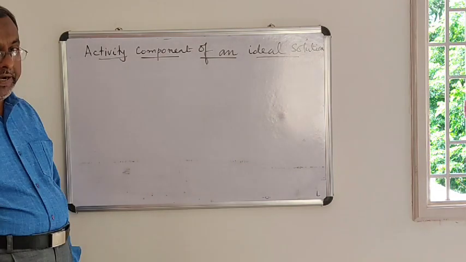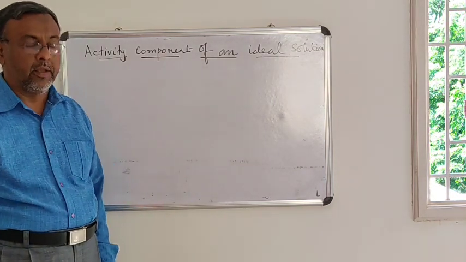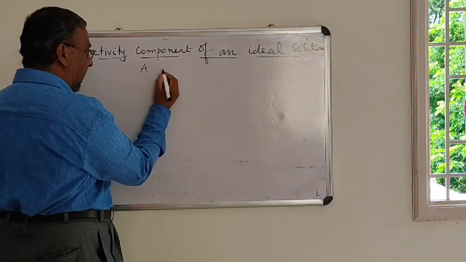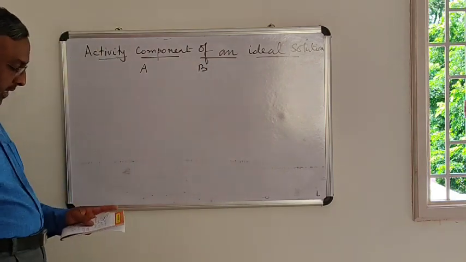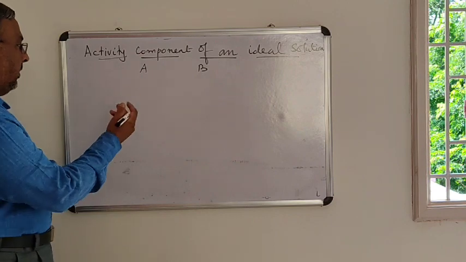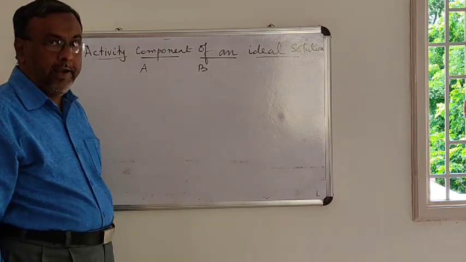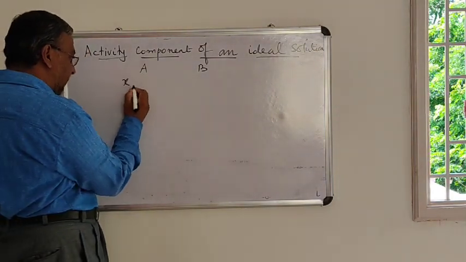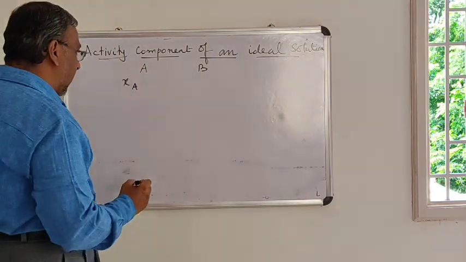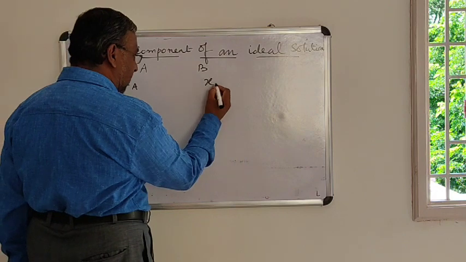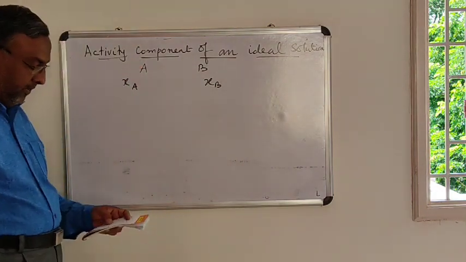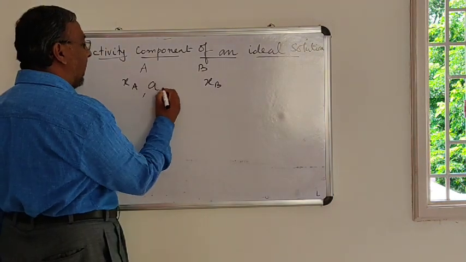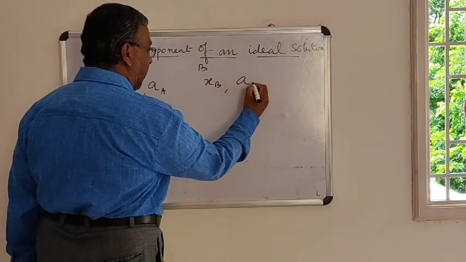In the activity component of an ideal solution, let us consider an ideal solution consisting of two components, that is component A and component B. When these two form an ideal binary solution, the mole fraction of A is taken as XA, the mole fraction of B is taken as XB, and the corresponding activities are taken as AA and AB.